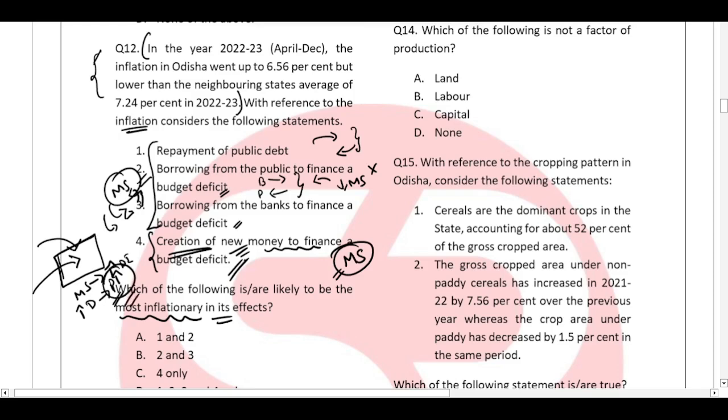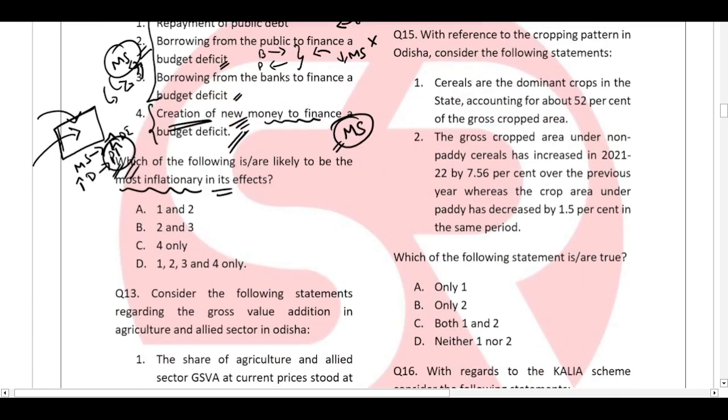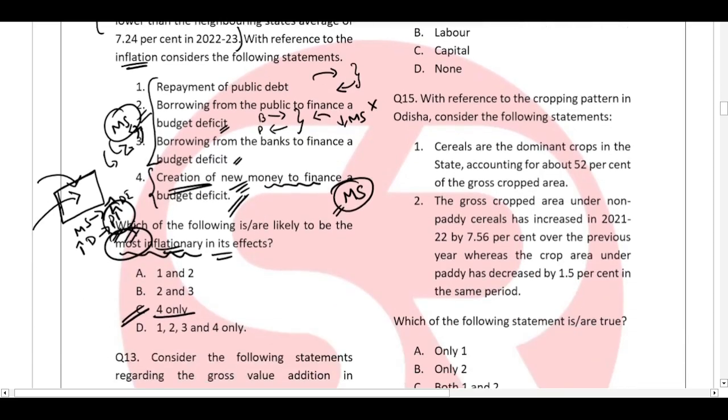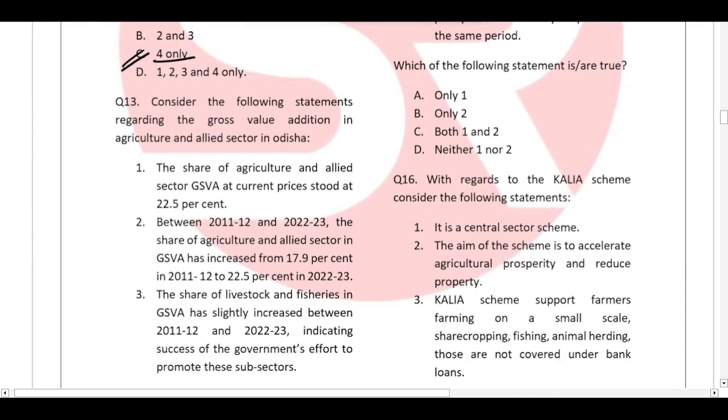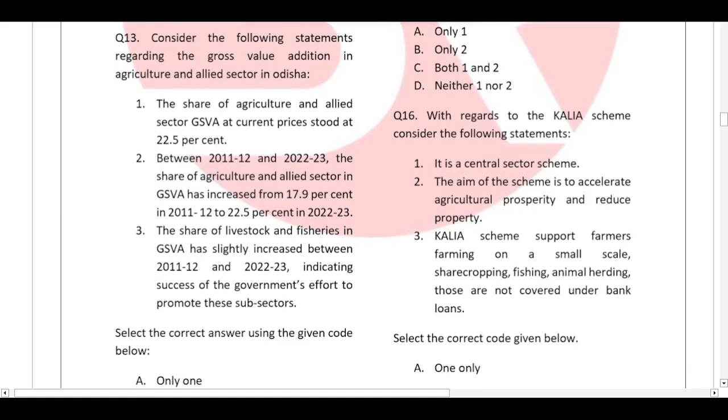So the key point being, which of the following causes the most inflation? That is option number C. Creation of new money will cause the most inflation. Let's move on to next question. Question number 13.